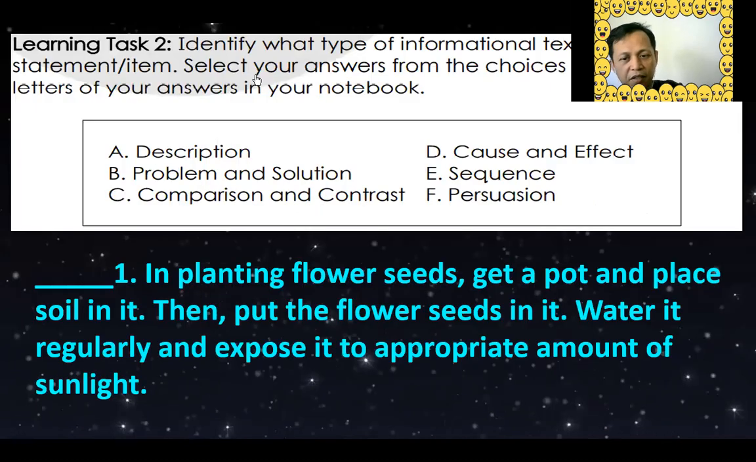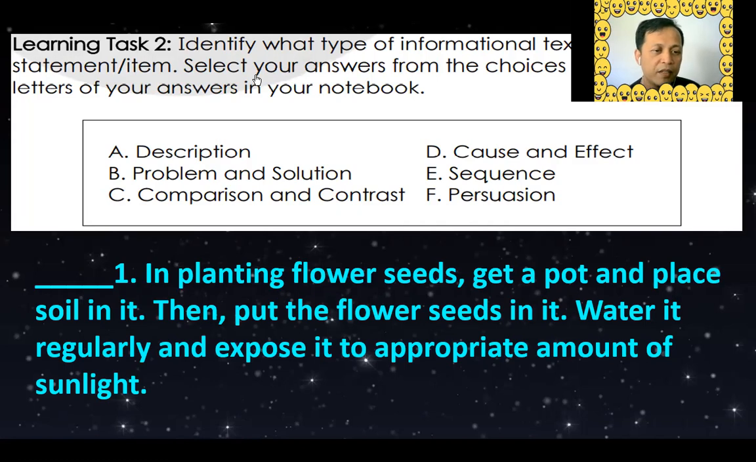Next, we have the learning task. Learning task number 2. Identify what type of informational text is used in each statement. Now, you are going to select your answer from the given choices below. Write only the letters of the correct answers in your notebook. Letter A, description. Letter B, problems and solutions. Letter C, comparison and contrast. Letter D, cause and effect. Letter E, sequence. While letter F, persuasion.